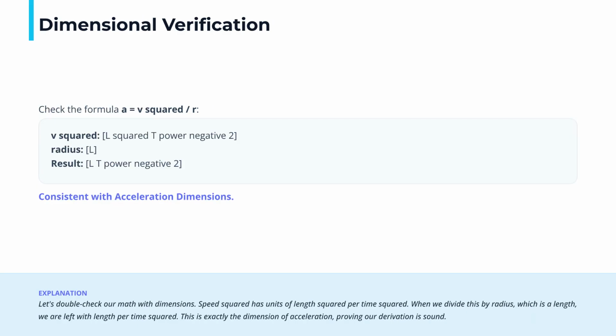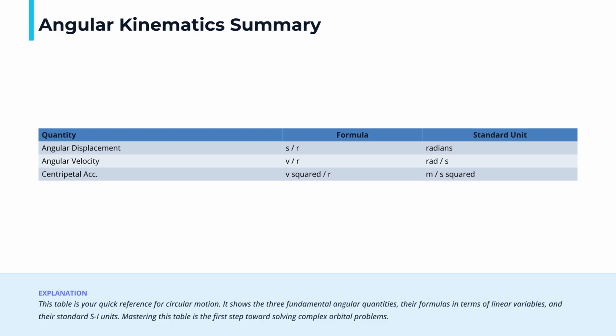Let's double-check our math with dimensions. Speed squared divided by radius results in length per time squared, which is the exact dimension of acceleration, proving our derivation is sound. This table is your quick reference for circular motion. It shows the fundamental angular quantities, their formulas in terms of linear variables, and their standard SI units. Mastering this is key to solving complex orbital problems.